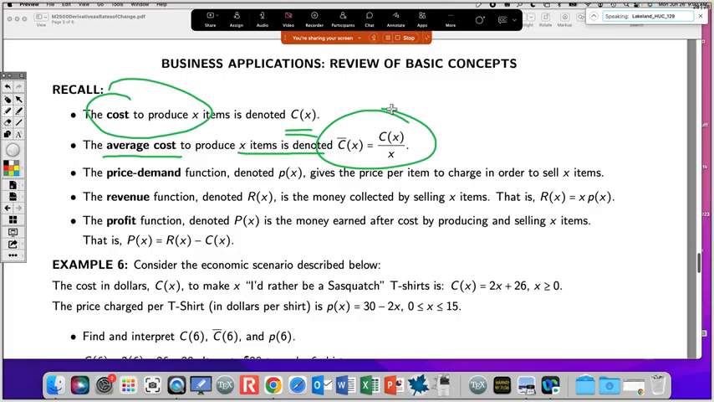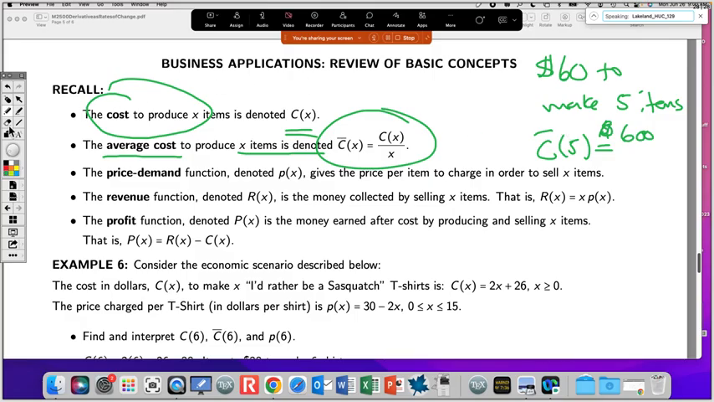It is C of x divided by x. So, for example, if it costs $60 to make 5 items, C bar of 5 would be the total cost, $60, divided by 5 items, so that would be $12 per item. Make sense or not? That's average cost.